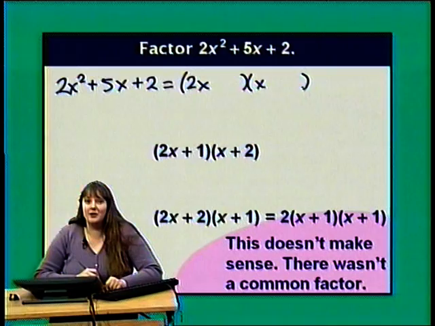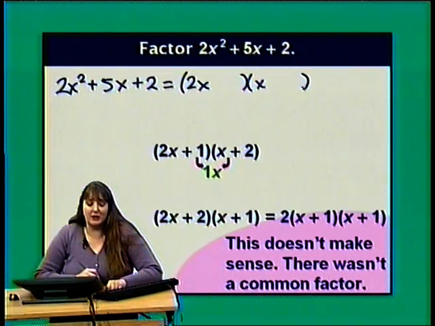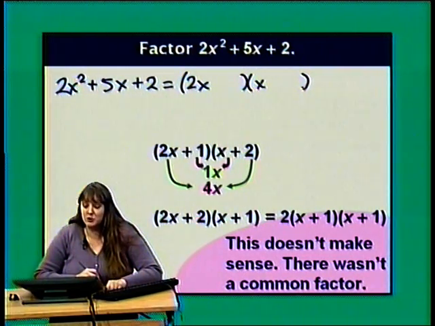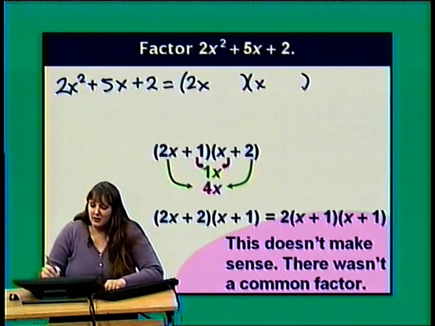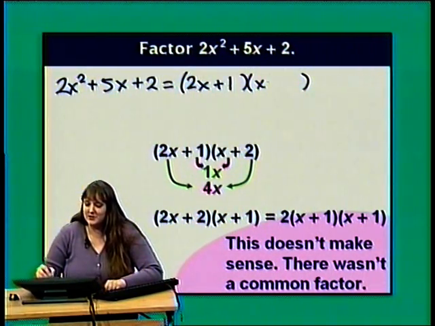Let's see if our first choice works. When we look at our inner terms, 1 times x is 1x. When we look at the product of our outer terms, 2x times 2 is 4x. 1x plus 4x is 5x. This is good. I wanted 5x for my middle term. So it looks like our trinomial factors as 2x plus 1 times x plus 2.